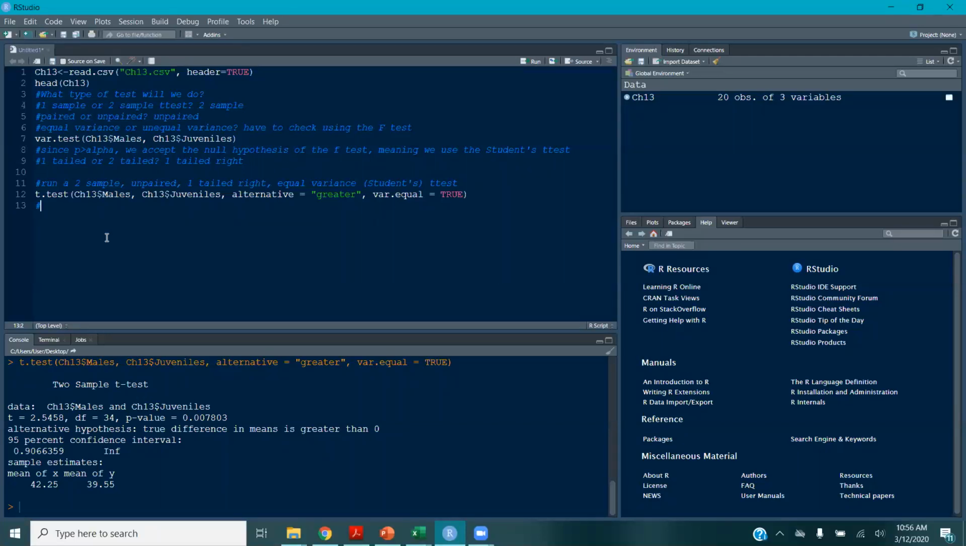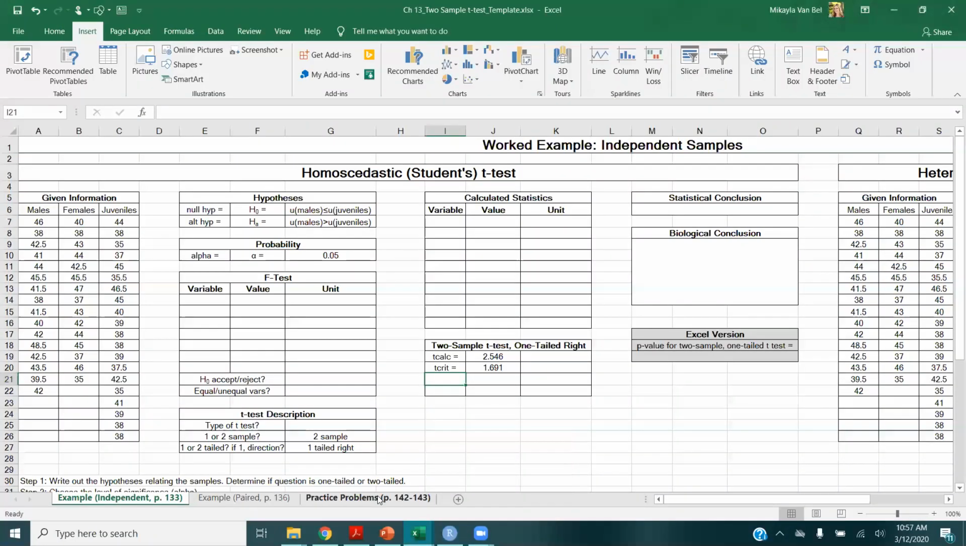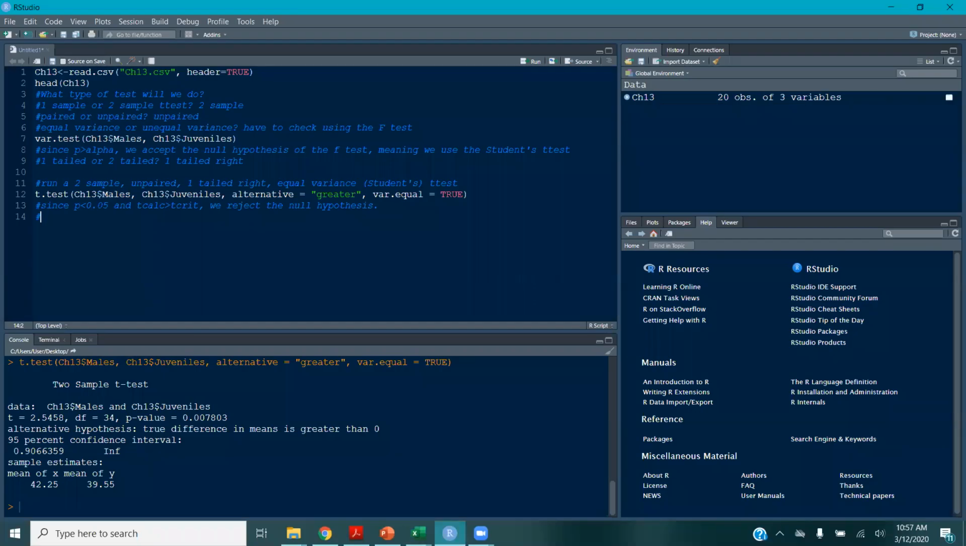Let's go ahead and write this down. Since p is less than 0.05 and t-calc is greater than t-crit, we reject the null hypothesis. This is our statistical conclusion. Now our biological conclusion, let's take a look at our null hypothesis again. We are rejecting the null hypothesis that the mean weight of the males is less than or equal to the mean weight of the juveniles. We are accepting that the mean weight of the males is greater than the mean weight of the juveniles. Let's go ahead and write that in R. There's space here in Excel as well, but I'll just keep it in R for now.